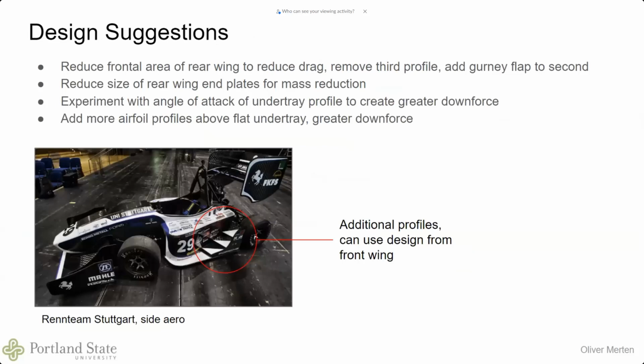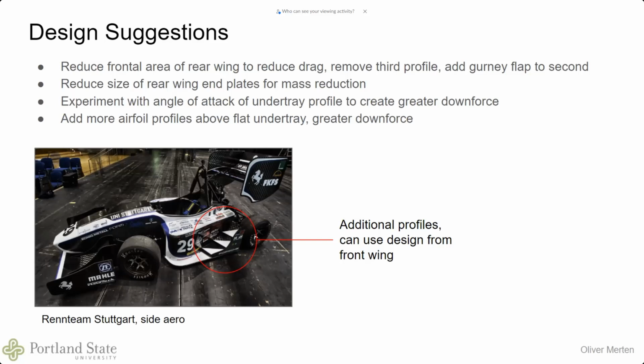And we can also experiment for the undertray. This is experimenting with the angle of attack of the airfoil profile to generate greater downforce. And so that's what Brendan Lyon's project is kind of focusing on, the geometry of that part. And then potentially we could add more airfoil profiles above the undertray to generate more downforce. And for those, we would probably just use the same airfoil profile as the Selig 1336 profile that the rear wing uses, because we have a pretty extensive analysis of that from the previous capstone project.